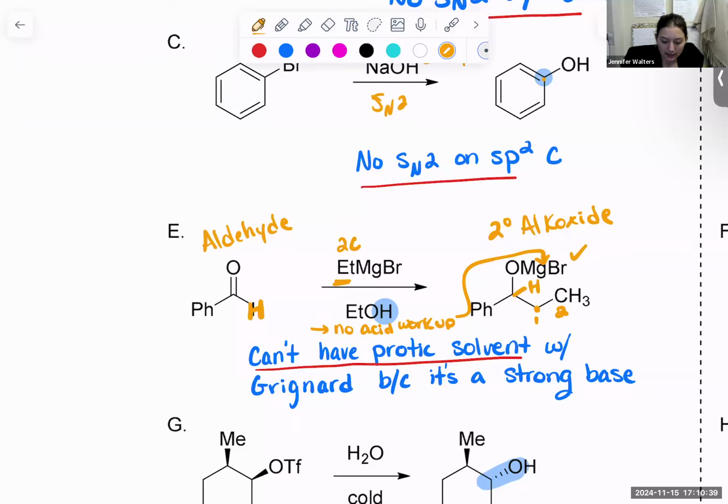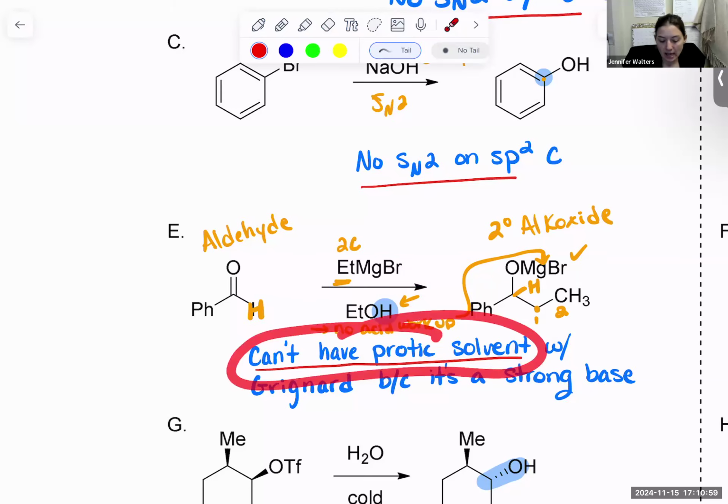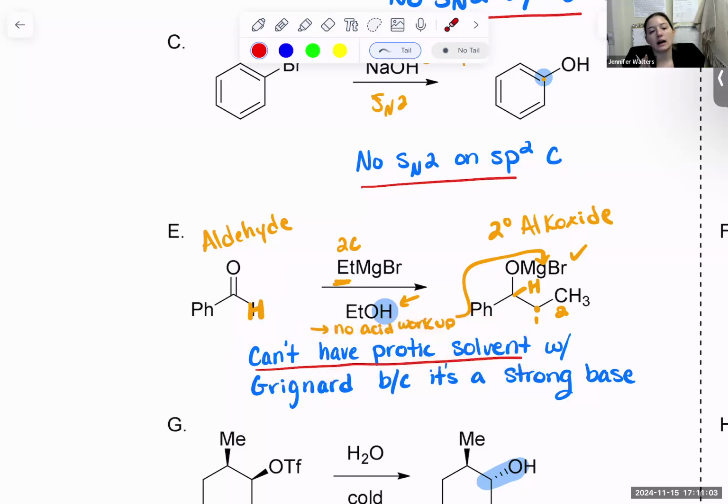That hydrogen, although implicit, is still there. A lot of students were saying that the hydrogen was missing. The hydrogen isn't missing. It's just implicit. So the actual error is the solvent is not compatible. So I can't have that protic solvent with my Grignard because Grignards are a strong base. So if you recognized that the ethanol was a protic solvent and you can't have a protic solvent with it, then that received full credit.